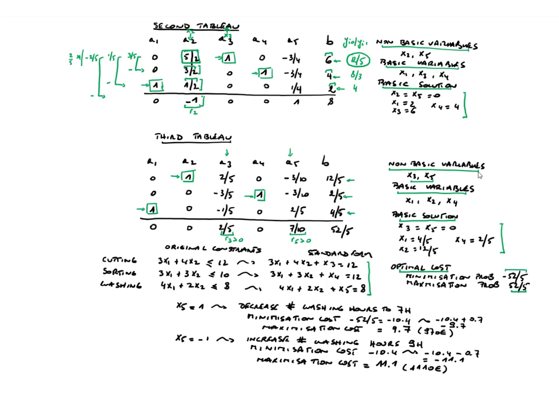So you can see here that the non-basic variables x3 and x5 are equal to 0. This means that in these equations here, the slack variables x3 and x5 are 0. So this means that we use all the cutting time and all the washing time. But you can see here that x4 is equal to 2/5. So here we have some slack, right? So this means that the sorting time has not been used at its maximum, right?